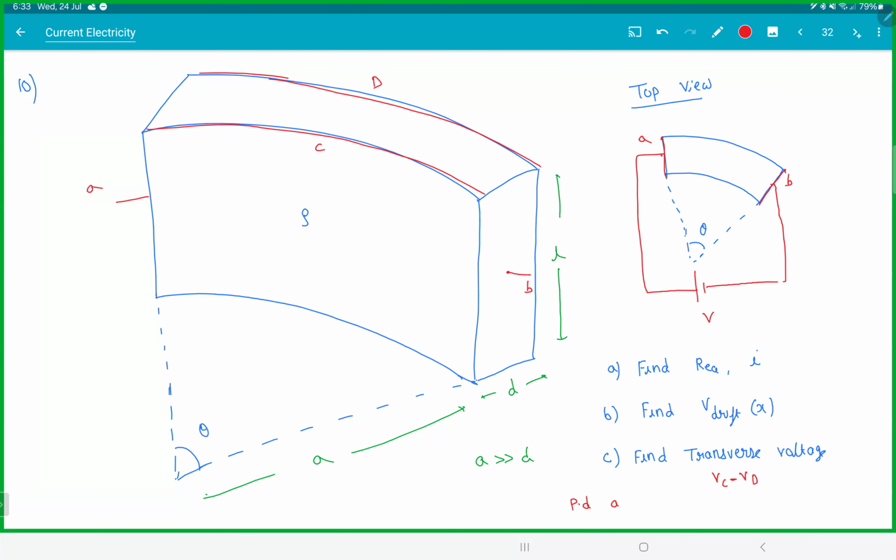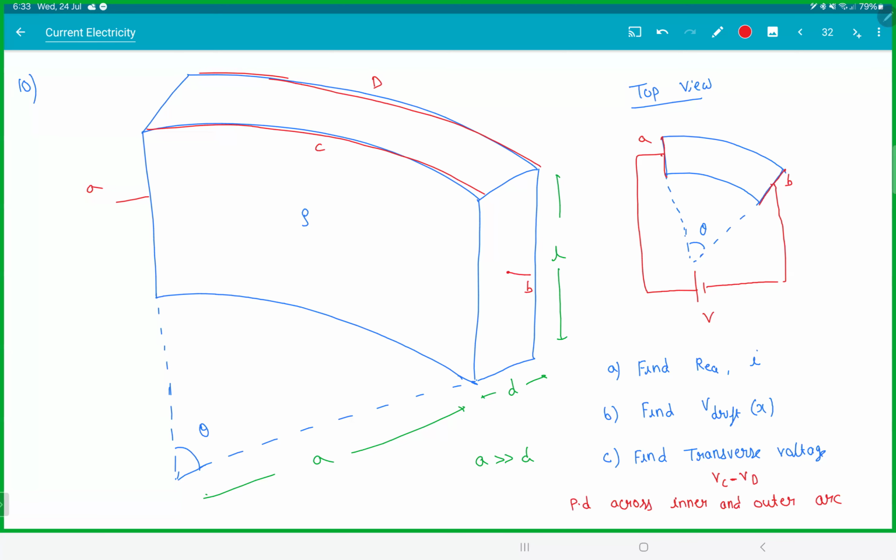This is the potential difference across the inner and outer arcs. Something happened because of the current flow. You'll get a potential difference across it. Negligible, but it is there. R is rho A theta D.